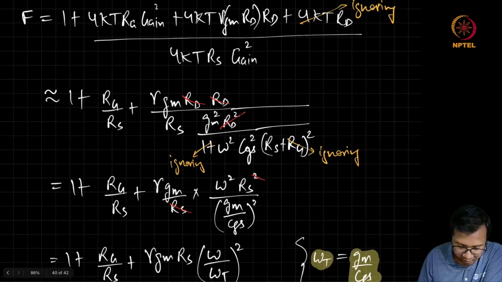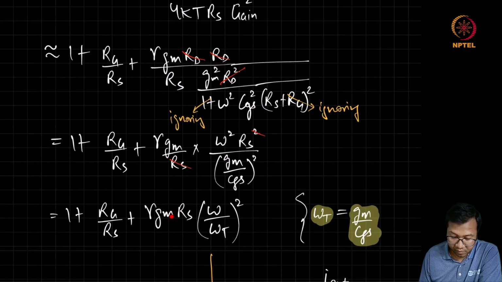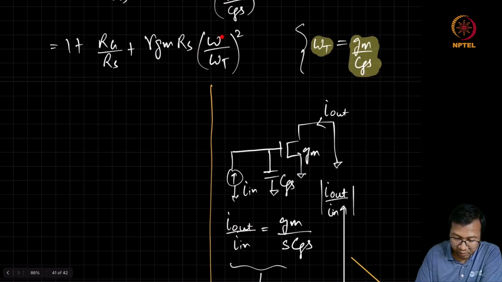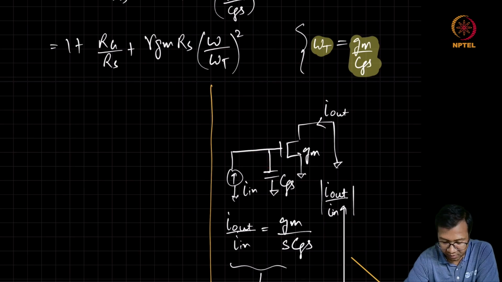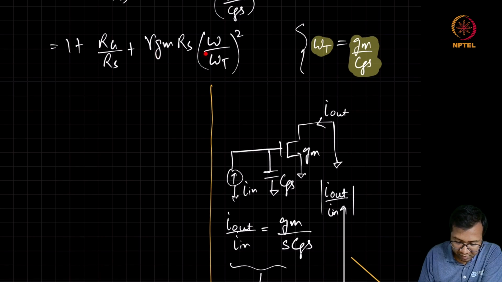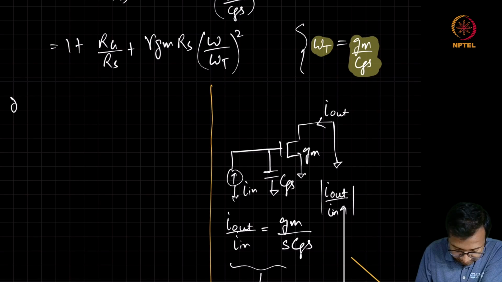Okay, so here we have this noise factor which depends on Rg, Rs, and of course the biasing of the transistor, along with this expression omega by omega t whole square. As the frequency increases with respect to omega t, we can again see that the noise factor is going to increase because we are seeing this kind of low pass behavior at the gate side. One interesting thing in this expression is we see Rs is coming in numerator as well as denominator. We should be able to find an optimum value of Rs at which this noise factor will be minimized.